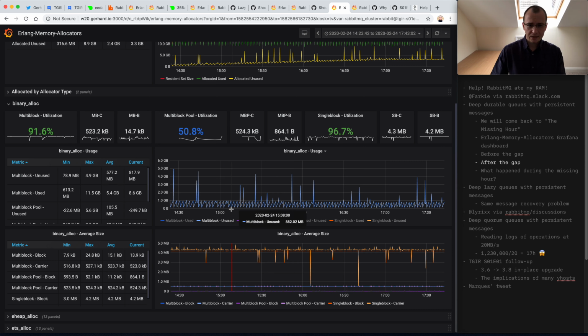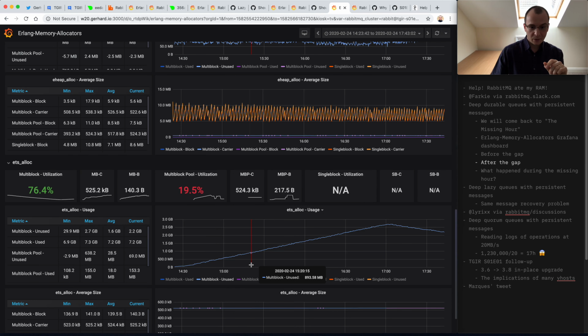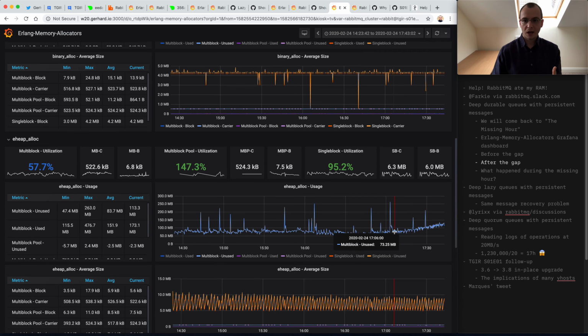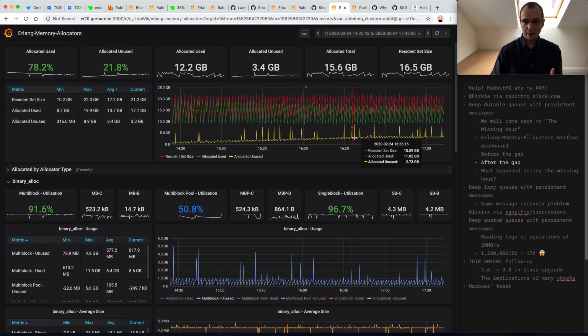I don't see anything. I mean, they do spike slightly, and there's a constant use of the multi-block unused, but they don't grow. The ETS one, however, goes all the way to 2 gigs. So this has a very different usage profile from the perspective of the allocator. So whatever's happening in ETS, and we can see that here, it's starting to go down, and we're starting to release it. Whatever's happening in ETS, that's what is contributing to our unused memory up here growing.